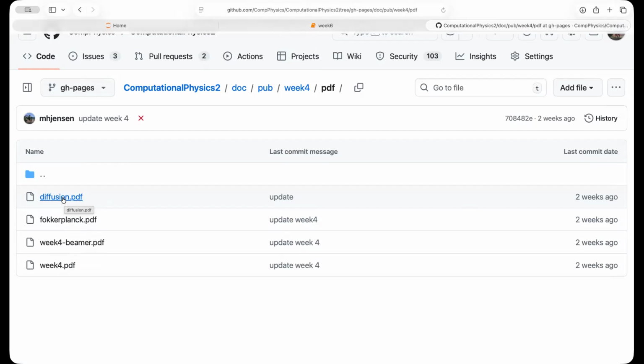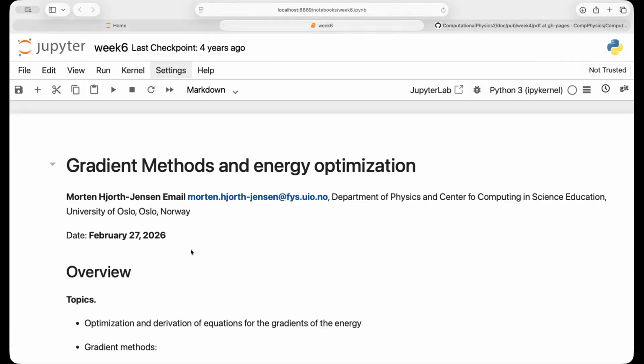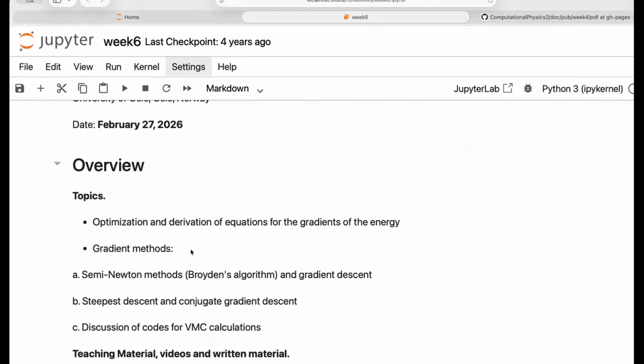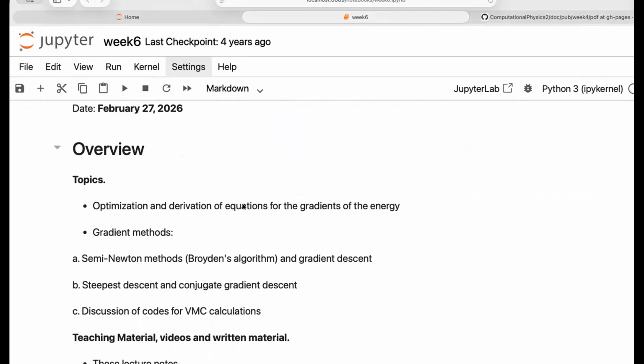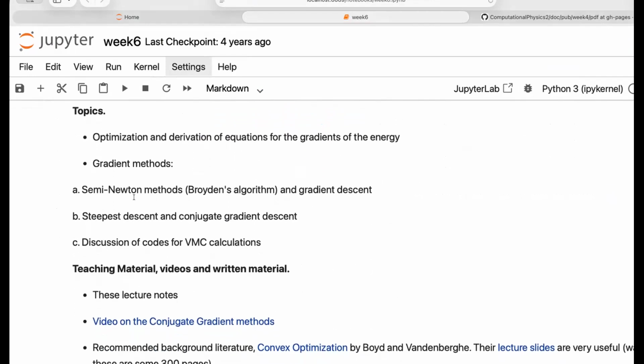Now, the thing which I wanted to say more about is a topic for today, which becomes very important for us. And this is essentially about optimization and derivations of the equations for the gradients of the energy. We are going to look at gradient methods, and you have already encountered many of these methods before. So I know that both of you have taken courses in machine learning. So you have seen Newton's method. And from Newton's method, one of the things you probably remember is that Newton's method is actually you truncating around a point and keeping terms in the Taylor expansion up to the second derivative.